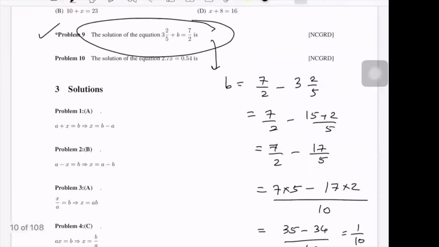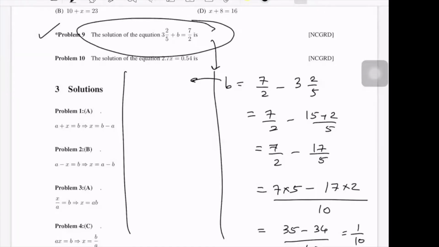I hope you have done it in this way. Is this how you have done? But there is an easier way. Sometimes it is easier if you think of fractions as decimals.